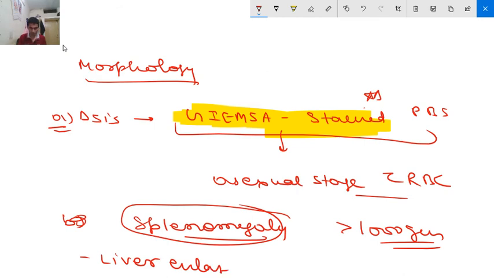So liver enlargement is also seen. Kupffer cells will be heavily laden with malarial pigments, parasite and cellular debris. So these are the changes in your liver.